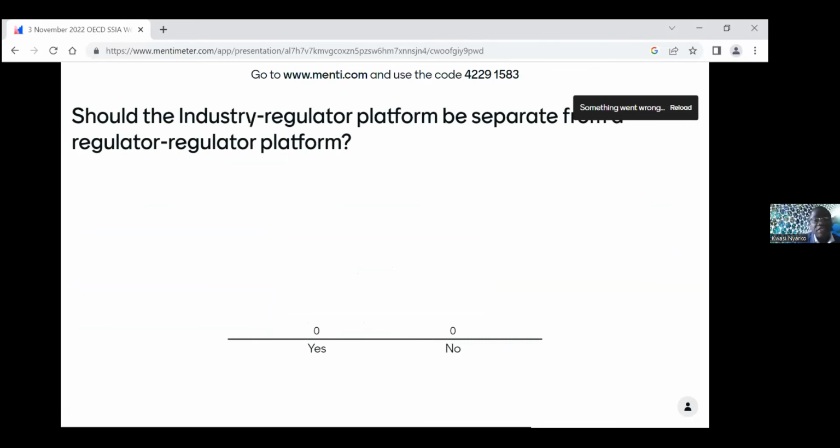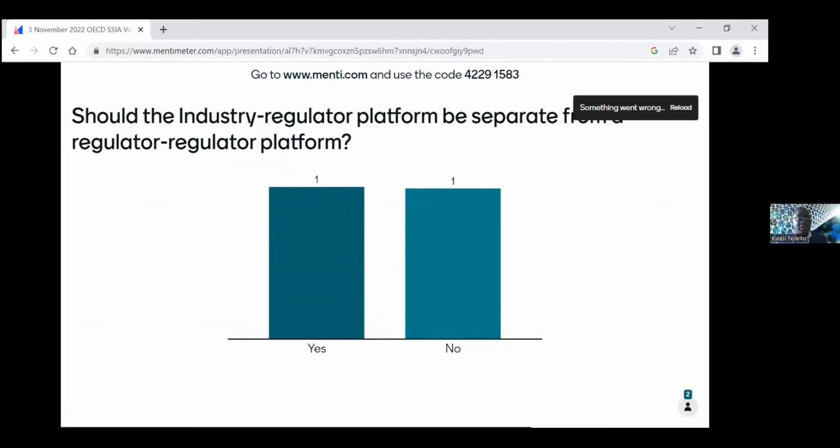Okay, so this is a question which is saying, should there be separate platforms, or a regulator, an industry regulator, that kind of stuff? I think I tipped my hand by indicating that I think there could be multiple platforms simultaneously, but still, let's see what people say.